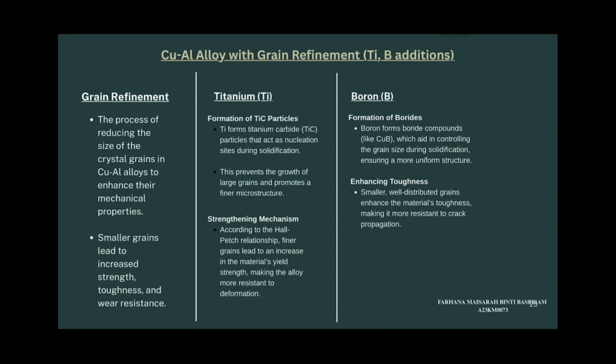The second one is boron. Boron will induce the formation of borides, which are boride compounds that aid in controlling the grain size during solidification, ensuring a more uniform structure. This addition will enhance its toughness, producing a smaller and well-distributed grain that enhances the material toughness, making it more resistant to crack propagation.